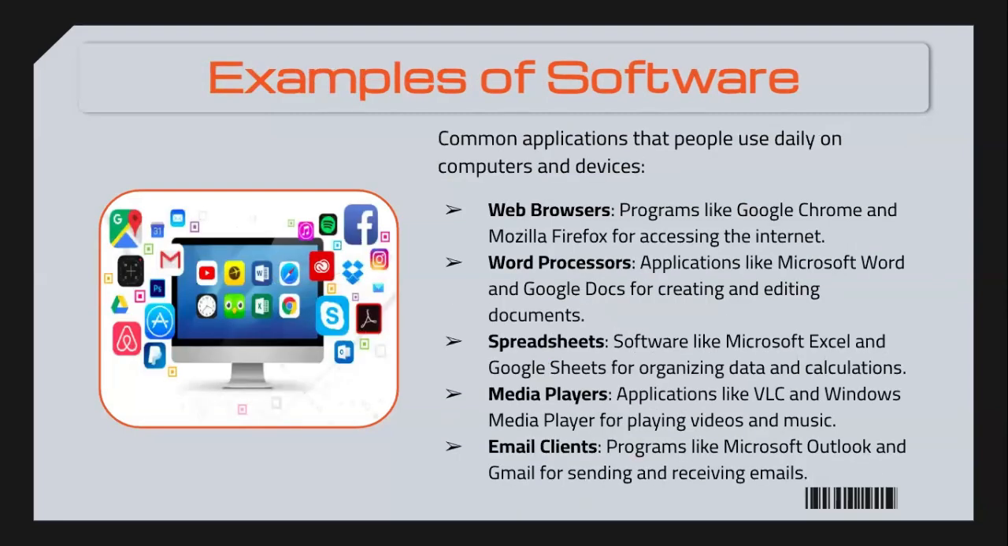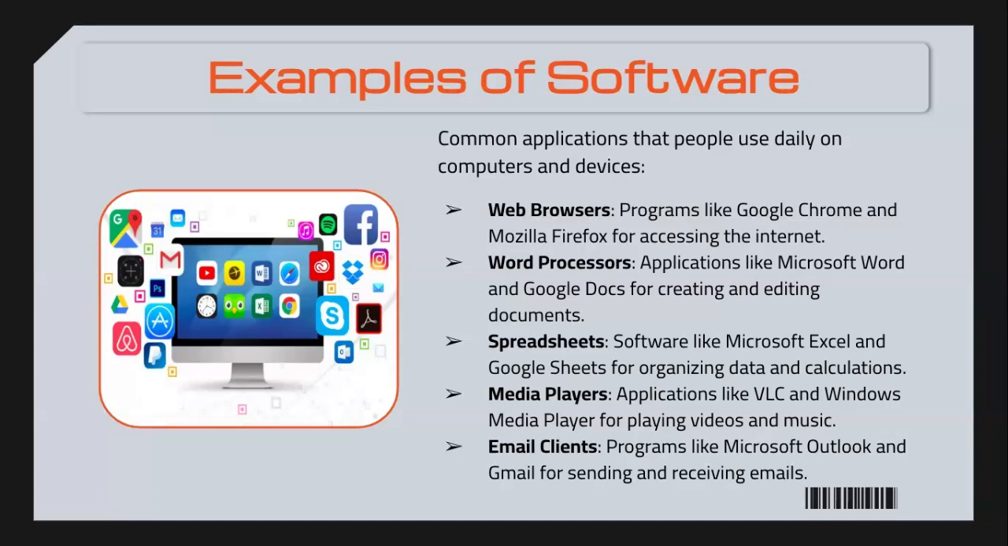And here are some examples of software. Common applications that people use daily on computers and devices are, for example, web browsers, like Google Chrome and Mozilla Firefox for accessing the internet. And other software, for example, for word processors are Microsoft Word and Google Docs. They are used for creating and editing documents.